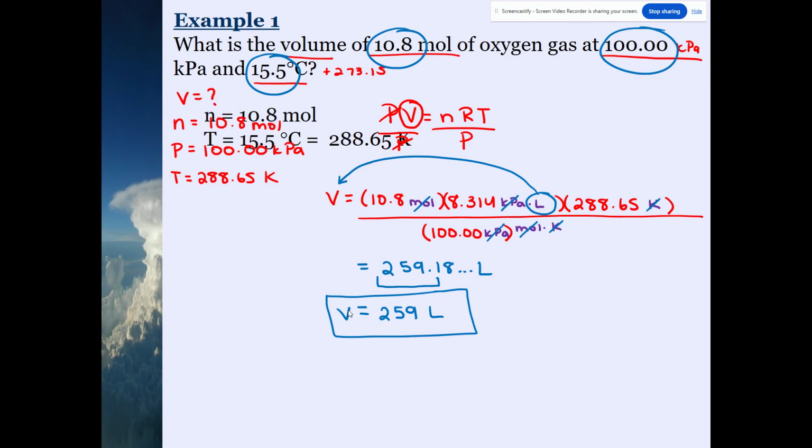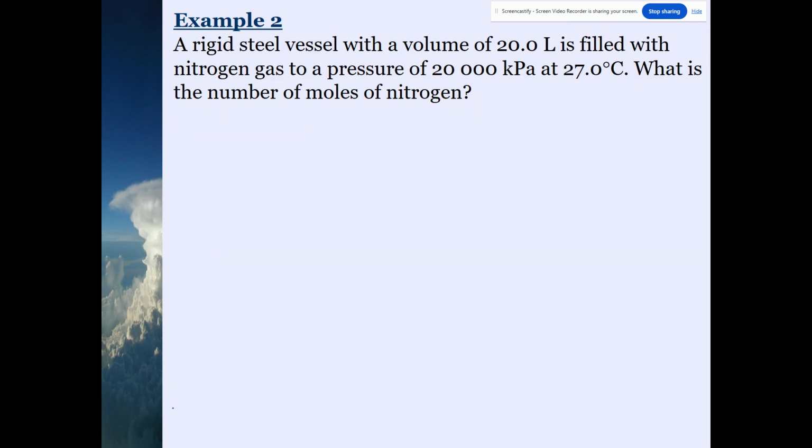Looking at another example. You have a rigid steel vessel that has a volume of 20 liters at a pressure of 20,000 kilopascals. That's a really high pressure. 20,000 kilopascals. And a temperature of 27 degrees Celsius, which we need to add 273.15 to convert into Kelvin. It should be 300.15 Kelvin.